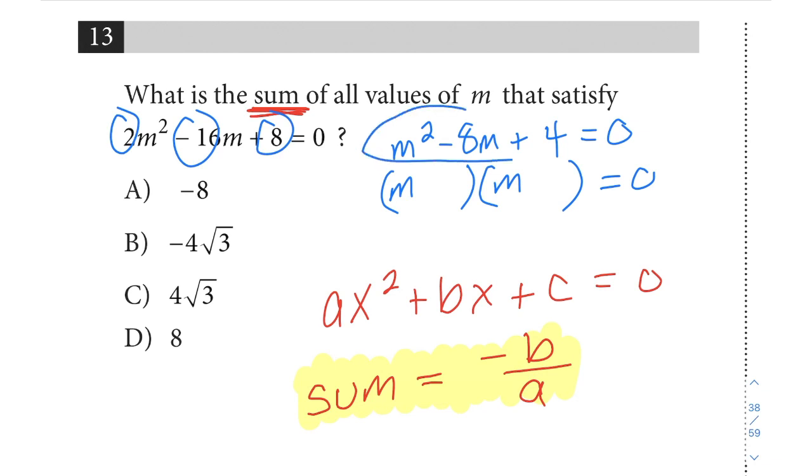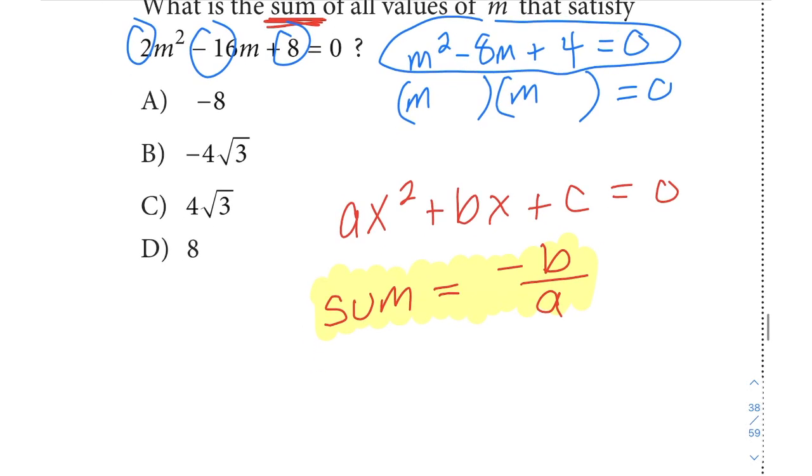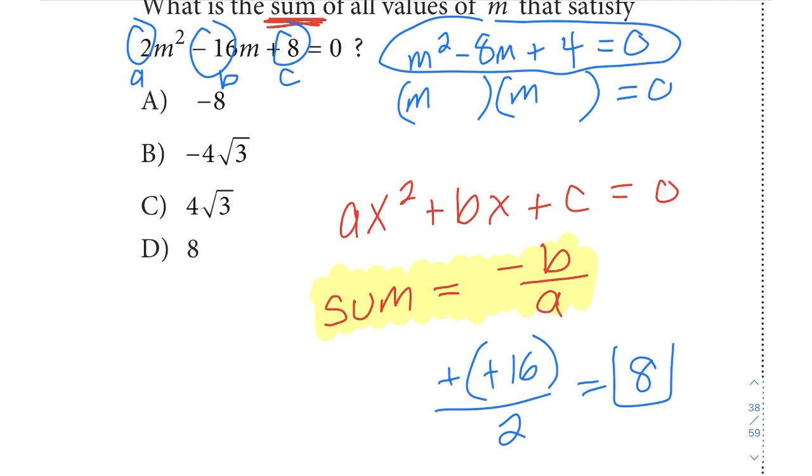If you've already divided by 2, that's fine, but you don't even have to do that step. The math is still going to be very easy on this one. Negative b would be the negative of negative 16 over a, which is 2, right? Remember, these are our a, b, and c values, a, b, c. So divided by 2. Negative times negative gives you a positive. 16 over 2 is 8.